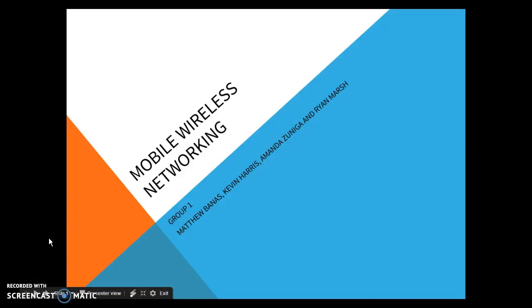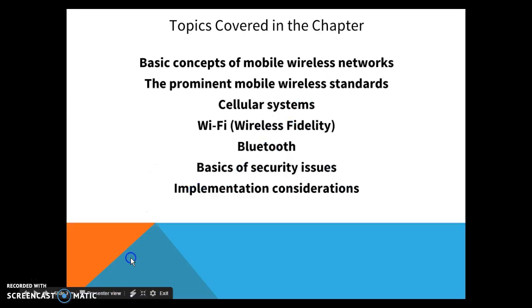This is Chapter 7 or Hour 7, which deals with mobile wireless networking. The chapter covered the following topics: the basic concepts of mobile wireless networks, the prominent mobile wireless standards, cellular systems, Wi-Fi, Bluetooth, basics of security issues, and implementation considerations. During this presentation, we will highlight the main aspects of each subsection.